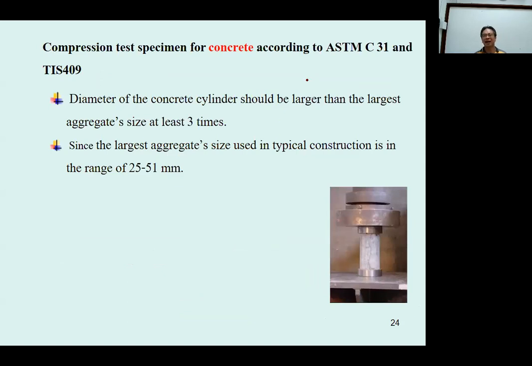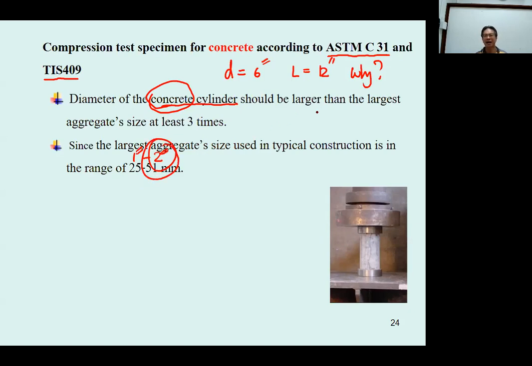And then there is a specification according to ASTM C31 and Thailand Industrial Standard 409: the concrete cylinder usually has a diameter of 6 inches and a length of 12 inches. Why? Most of the time, the largest aggregate size used in typical concrete is about 1 inch to 2 inches. So take the largest aggregate size, and the allowable diameter is 3 times that. So 3 times 2 inches.